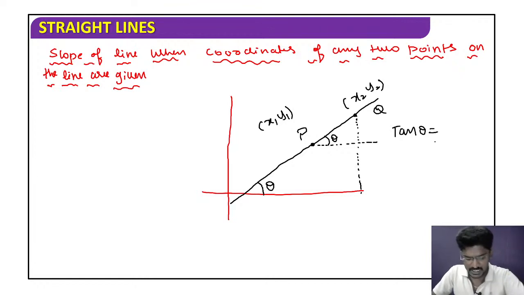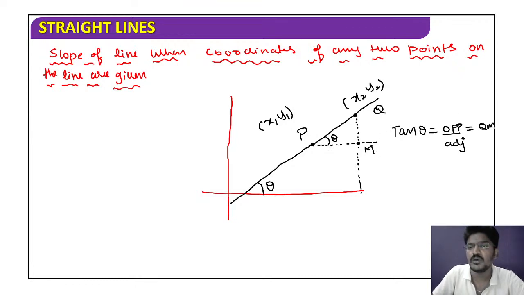Very good. Corresponding angles are equal. And please tell me what is tan theta. Tan theta is opposite by adjacent. Okay. So for that, if I take this point as M, it will be opposite by adjacent. What is the opposite side? That is QM. And what is the adjacent side? That is PM. Okay. So opposite by adjacent will be tan theta.